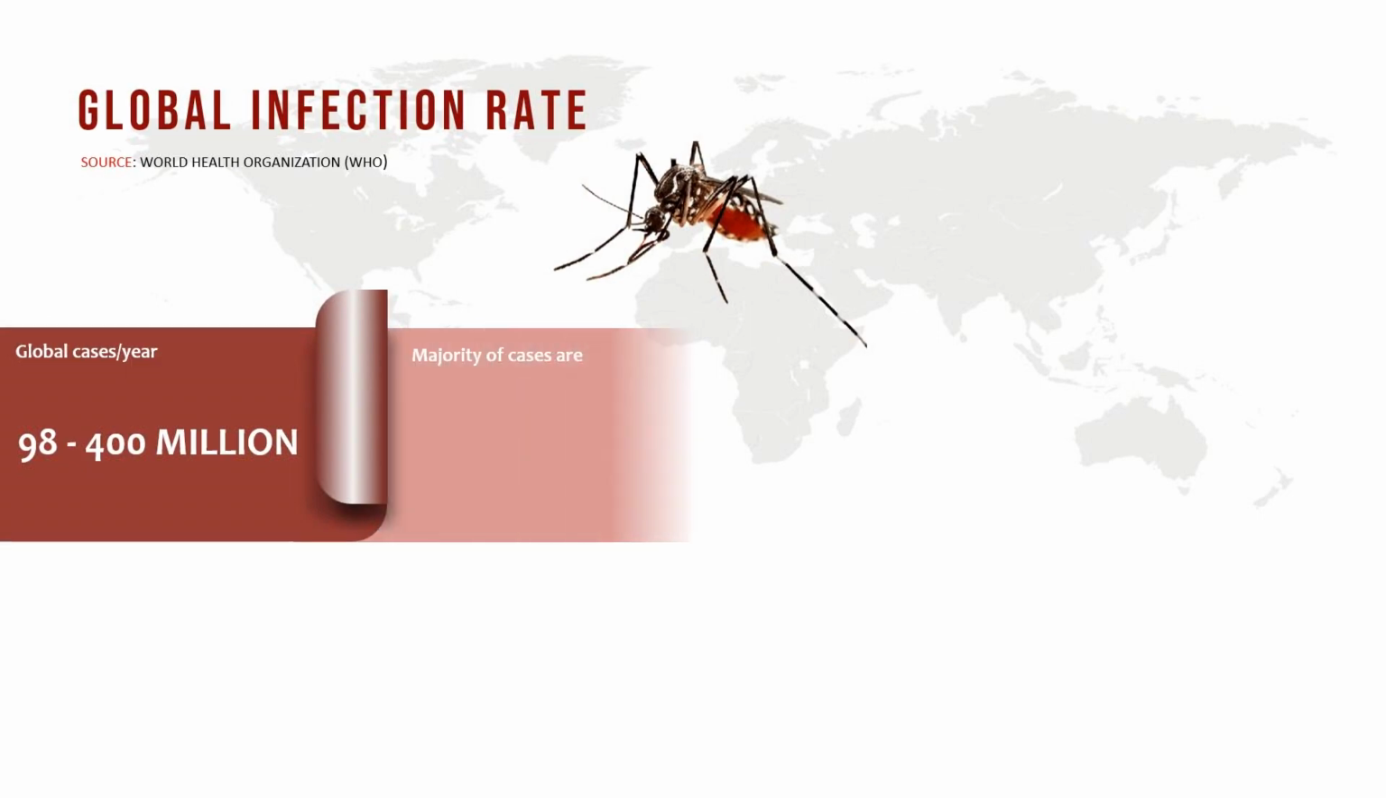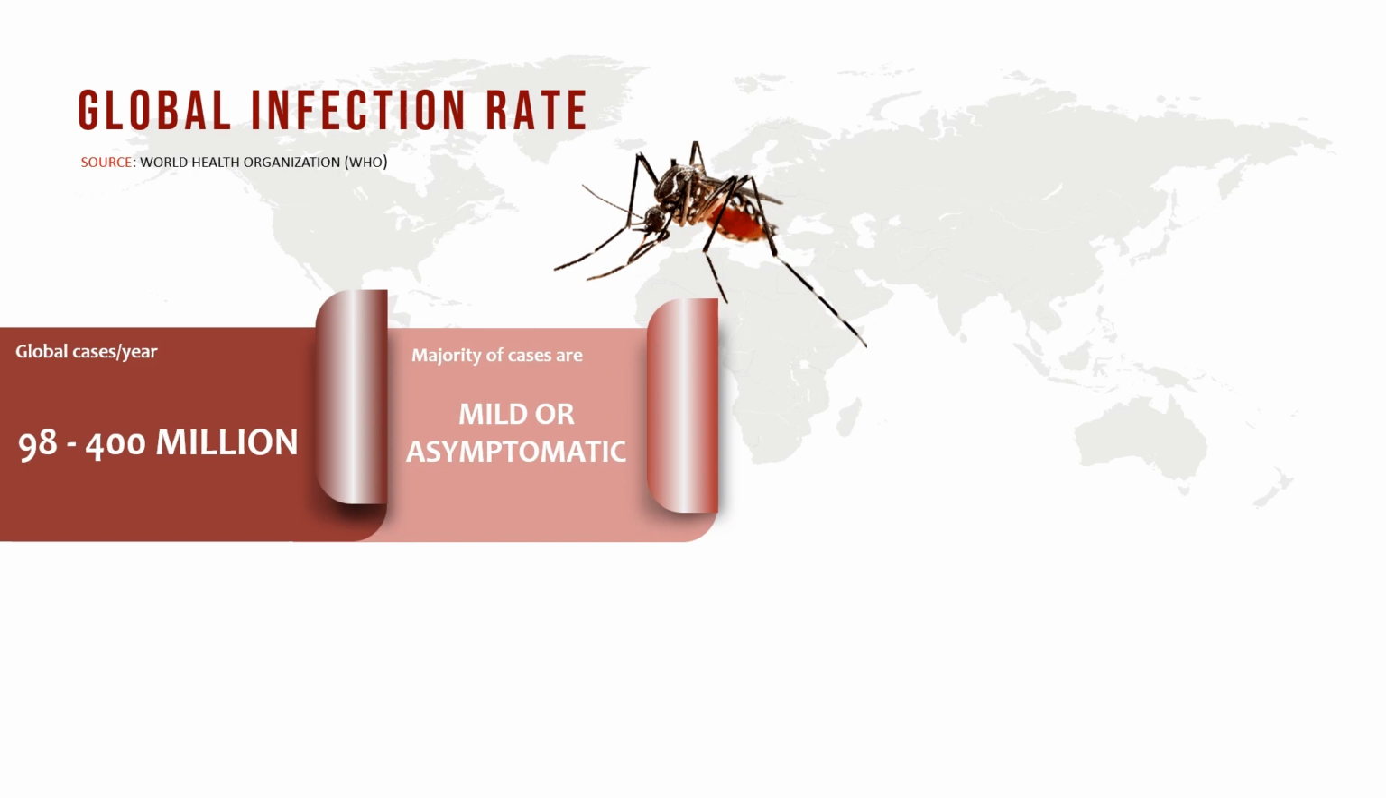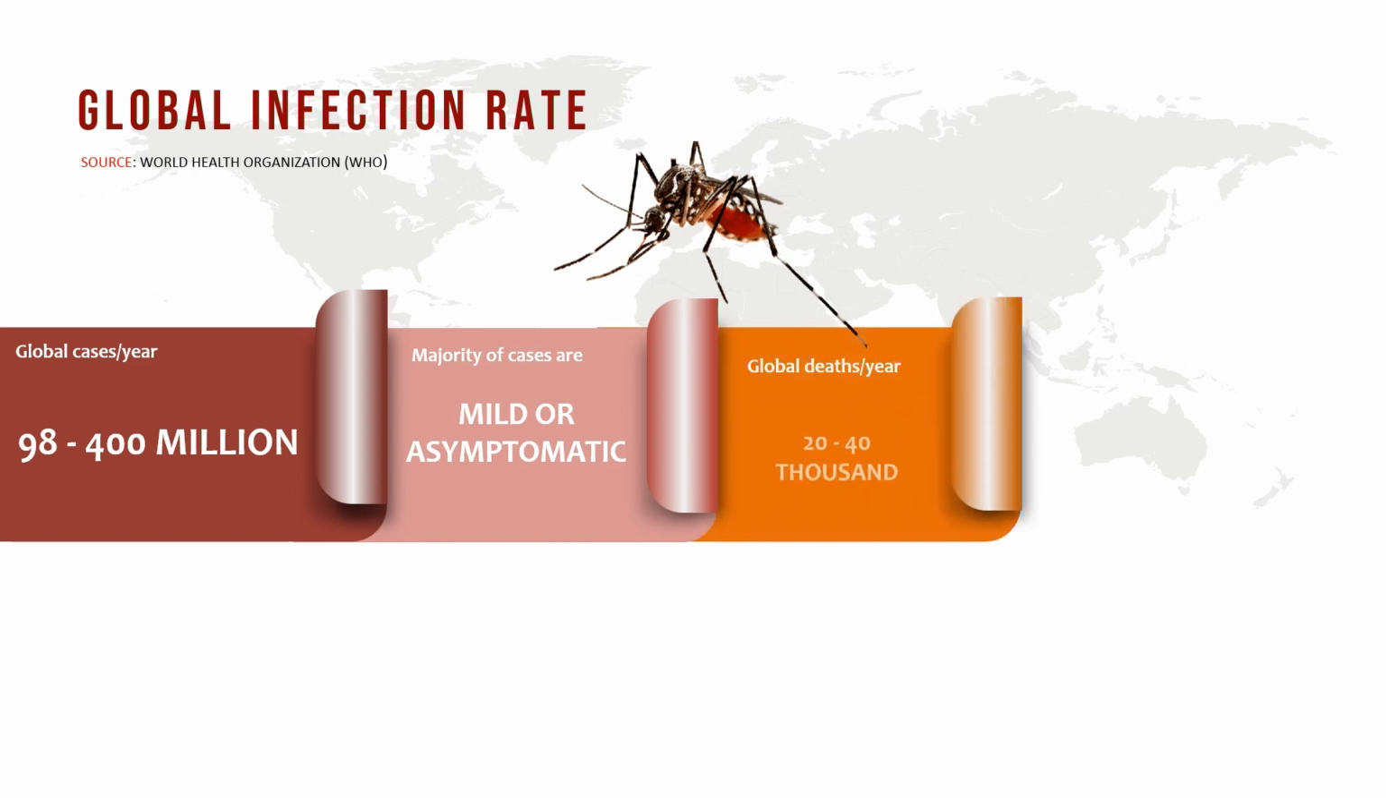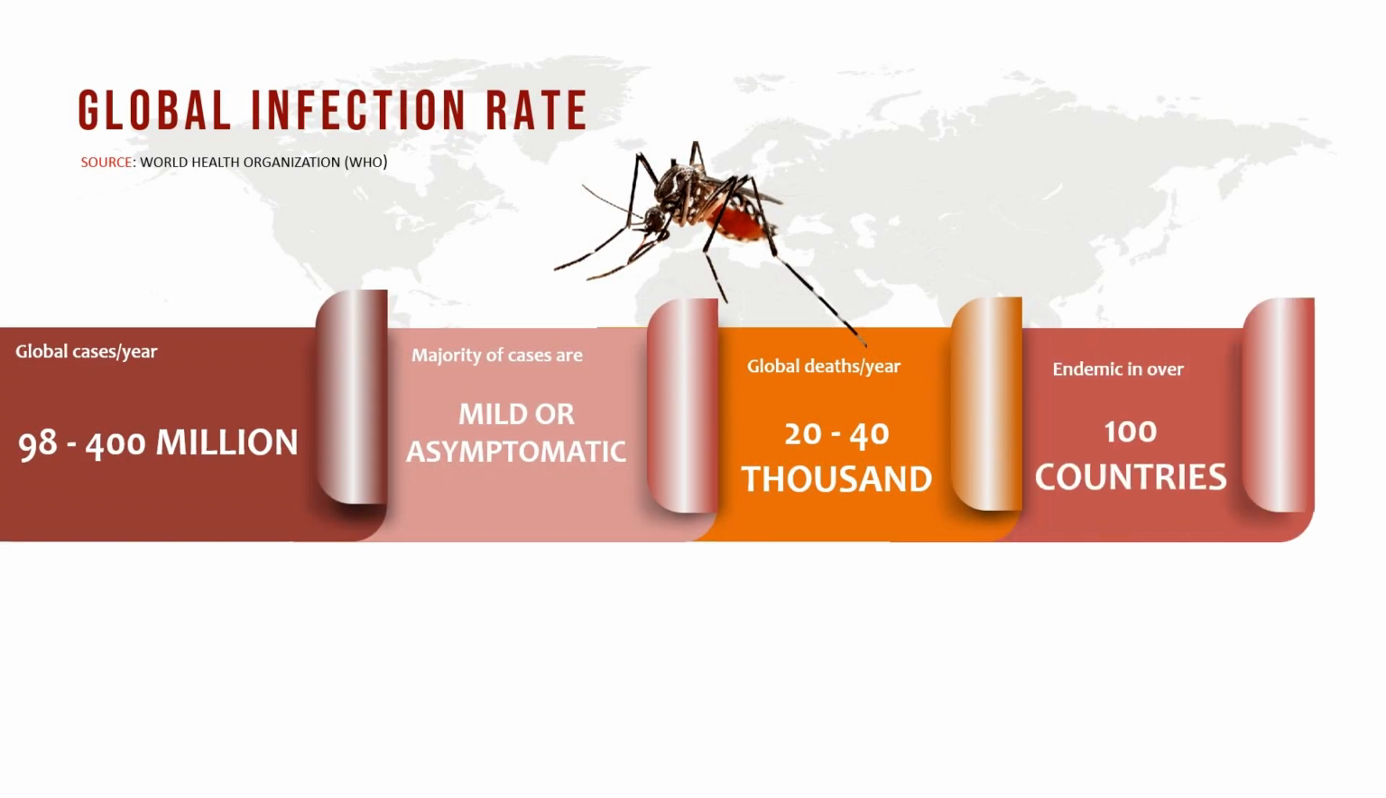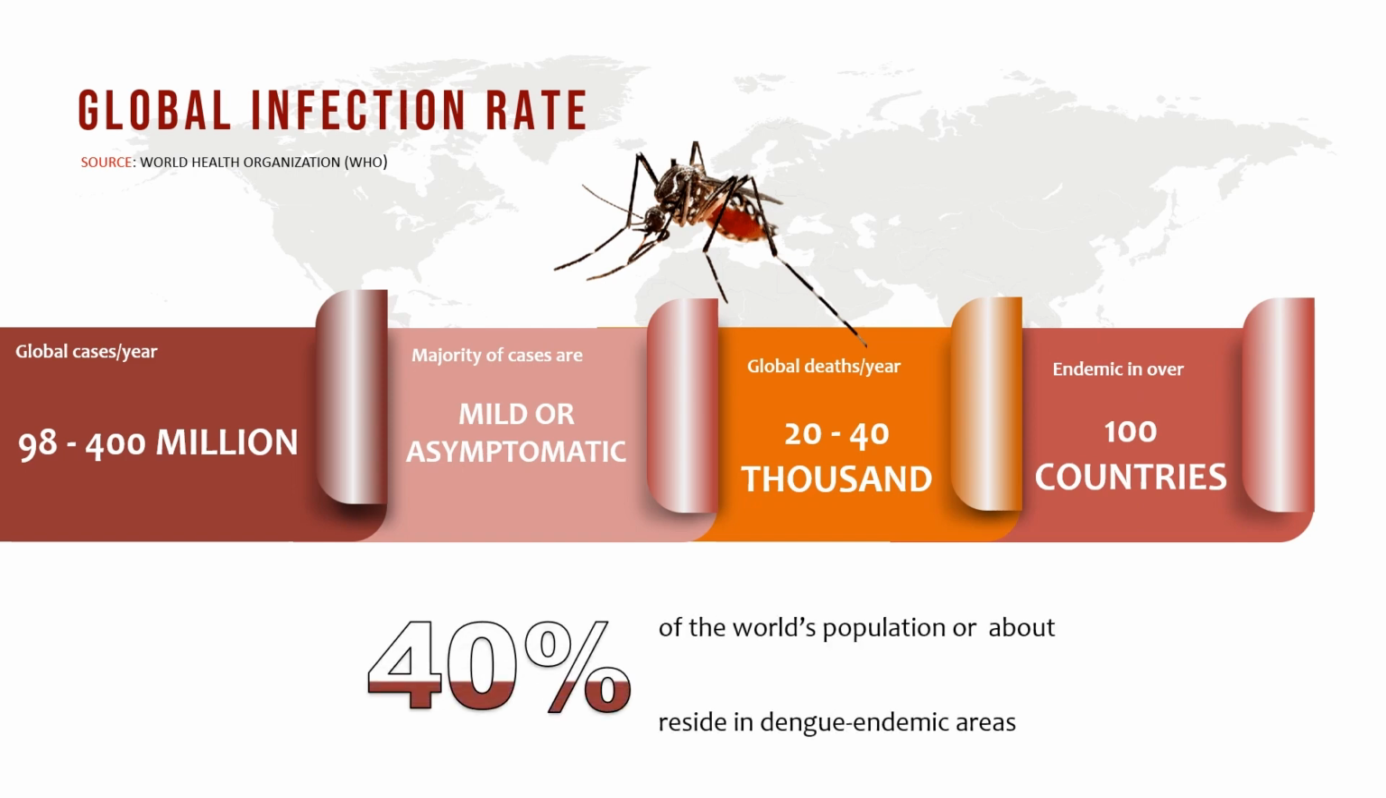Majority of the symptoms are mild and asymptomatic. The global deaths per year caused by dengue is up to 20 to 40,000. Dengue is now endemic in over 100 countries. Furthermore, 40% of the world's population reside in dengue endemic areas, which is about 3.9 billion people. Now, what are these dengue endemic areas exactly? These are mostly urban and suburban areas, which, as I have mentioned, have high temperature and humidity.